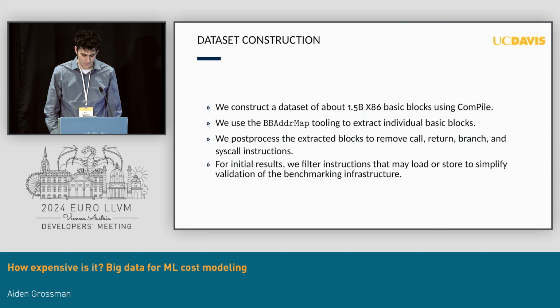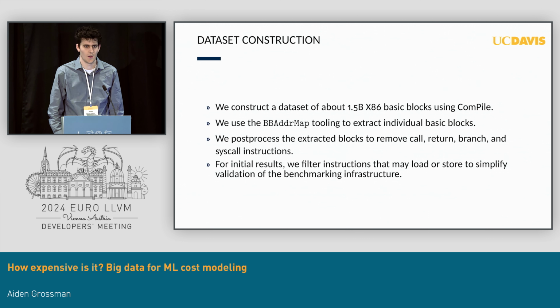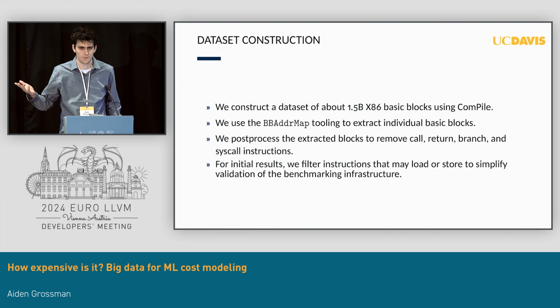We use the basic block address map tooling to extract individual basic blocks. Previous attempts at this have used runtime instrumentation using DynamoRIO, which can significantly limit the number of blocks you're able to extract because you need to actually run the code, which takes quite a bit of effort. We post-process the extracted blocks to remove instructions like call, return, anything that works with the control flow, and also syscall instructions.